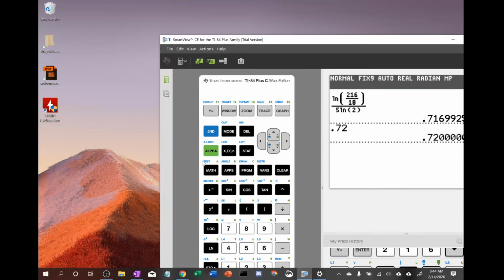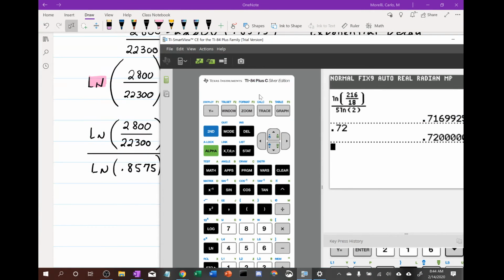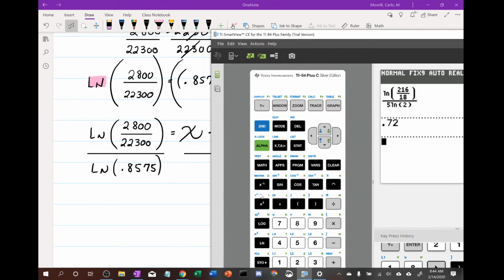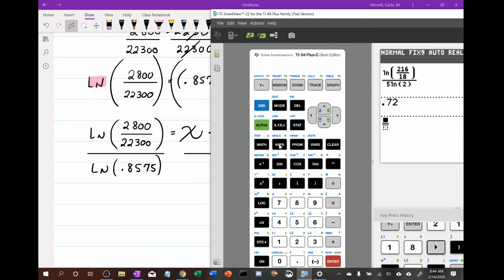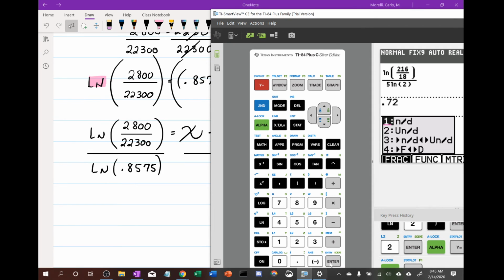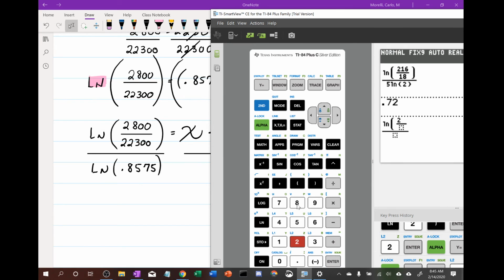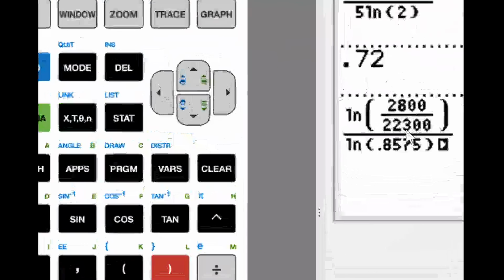Oh, come on now. It's there and then it wasn't. Alpha y equals, enter. Yeah, I got to hit it now. ln, and then I got to hit alpha y equals enter again. And then I put 2,800 over 22300. Denominator, I'd do ln 0.8575. Okay. This is what it should look like.